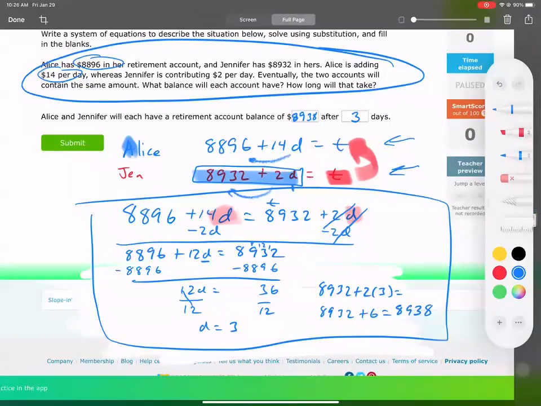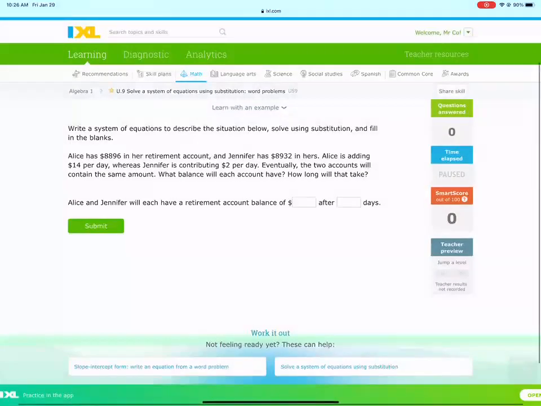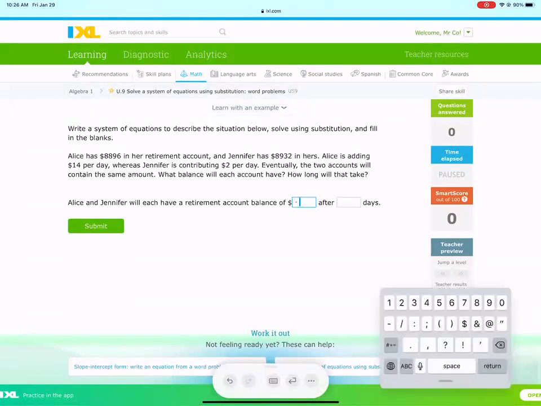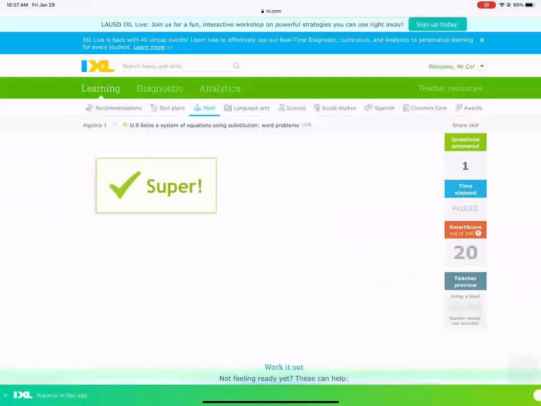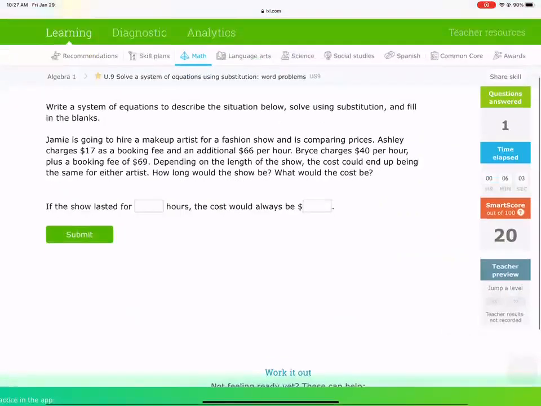All right, so 8938 and 3. 8938. And after, this is going to happen for 3 days. Okay, let's see the work. All right, super. We got that one right. Yeah. Always a little scary, right? Whenever you hit the submit button on iExcel.